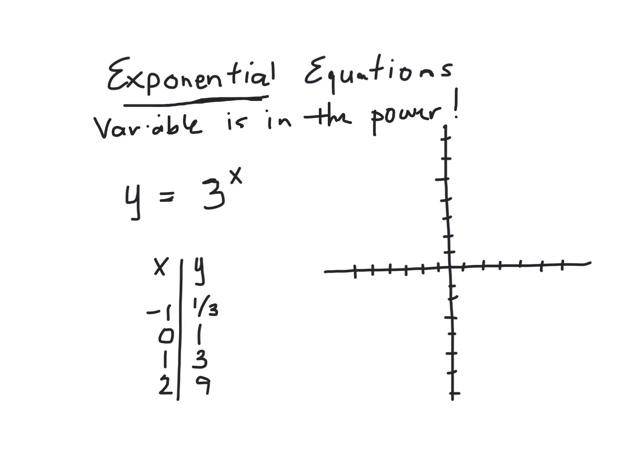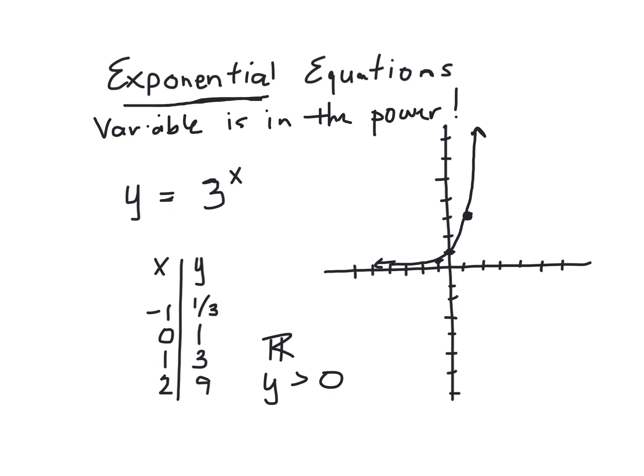And so we would plot these points. We'd have negative 1, 1/3. We'd have 0, 1. And we'd have 1, 3. And you can see the general shape of this is forming. It's going to look like this. Your domain would be all reals. Your range would be y is greater than 0.